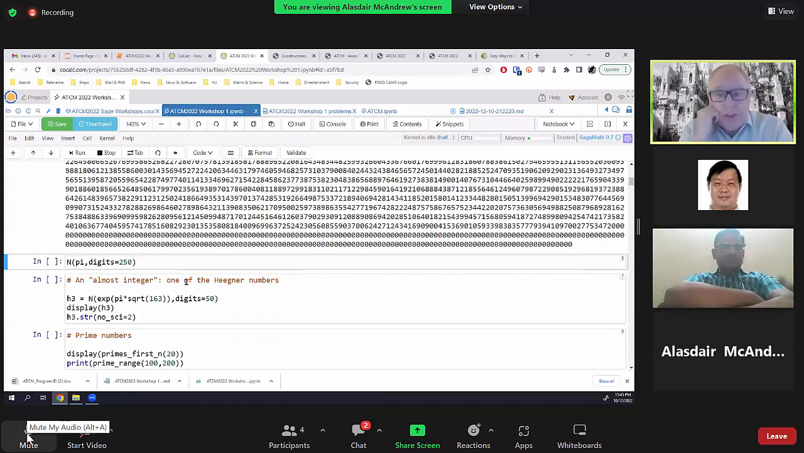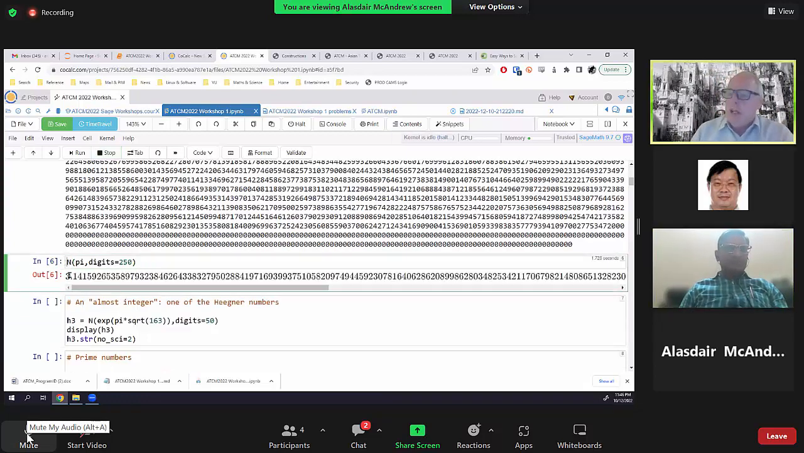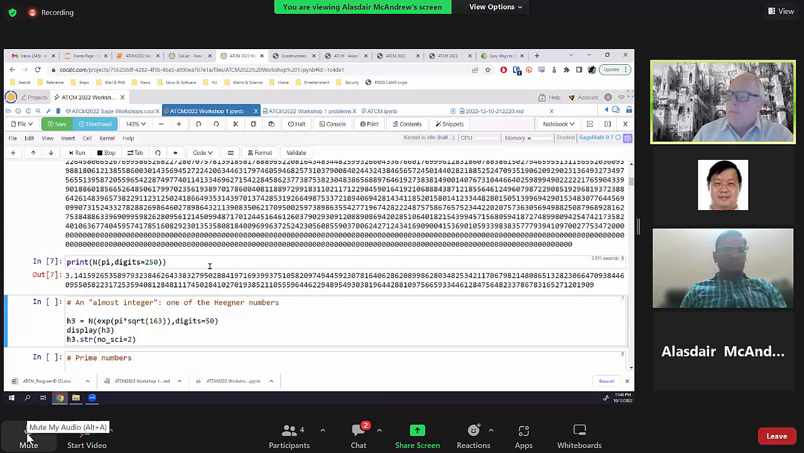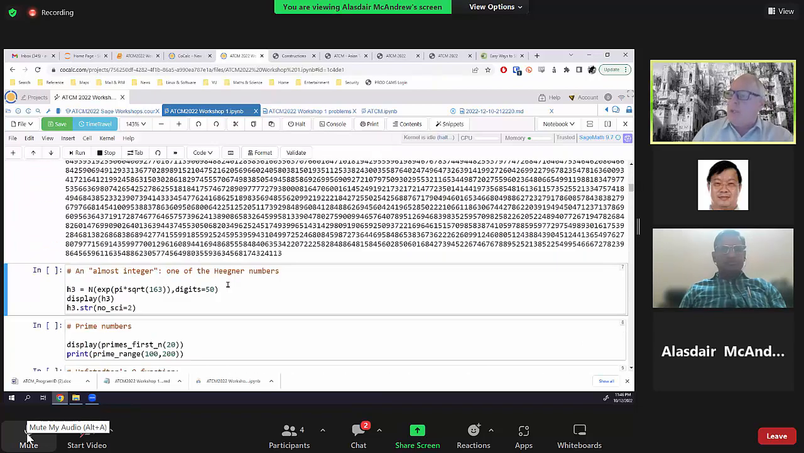Well, that's integers. The same thing goes for real numbers. Pi, of course, is known to Sage, as are most of the standard constants of mathematics. And N, the capital N, simply means a numerical approximation to as many digits as you like. Say 250. It may take a few moments, and I might actually print that so we can see it all at once. There we go. But if I wanted 2,500 digits, I could get that as well.